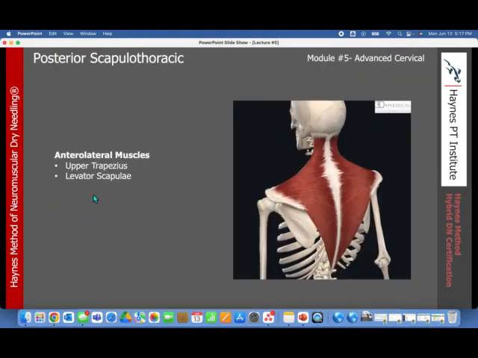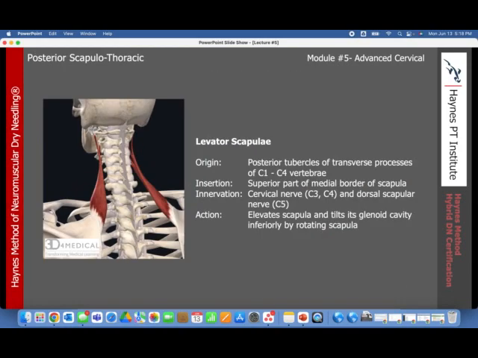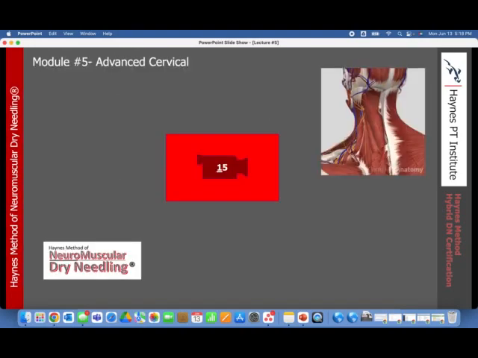Okay, so now let's move over to our anterolateral muscles, here our upper trapezius and our levator scapulae. Upper trapezius and levator are one of our bread and butter muscles that we treat. We get a lot of good response at the CT junction with these two muscles. Let's come down and look at our 3D anatomy.